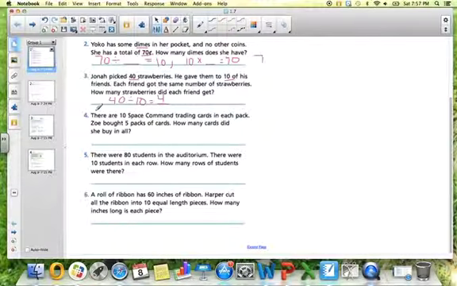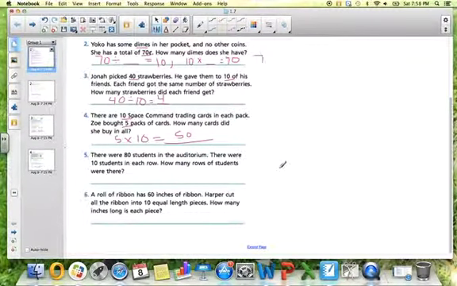All right, number 4. There are 10 Space Command trading cards in each pack. Zoe bought 5 packs of cards. How many cards did she buy in all? So there's 10 Space Command trading cards in each pack. And there's 5 packs. So 5 times 10 equals what? The answer is 50.